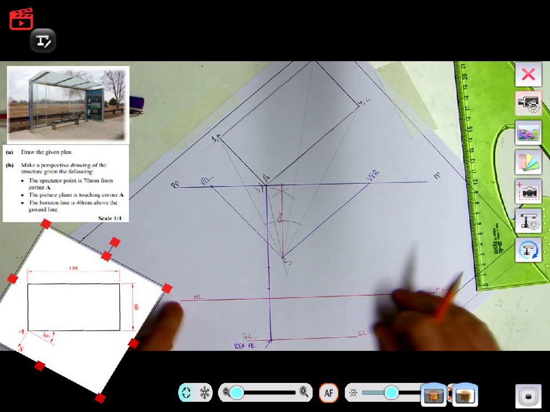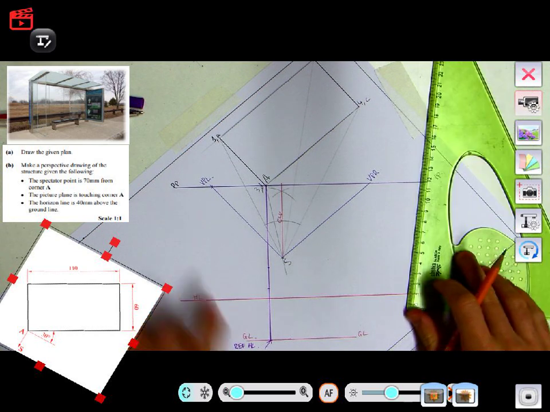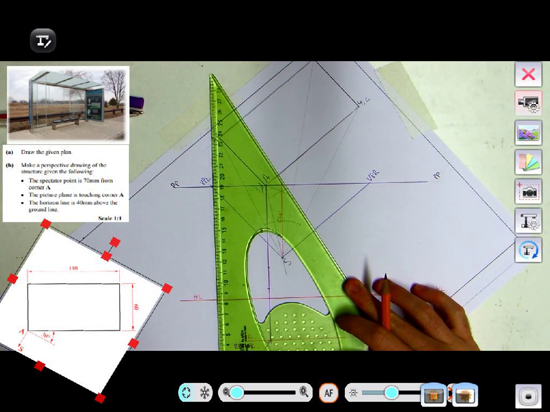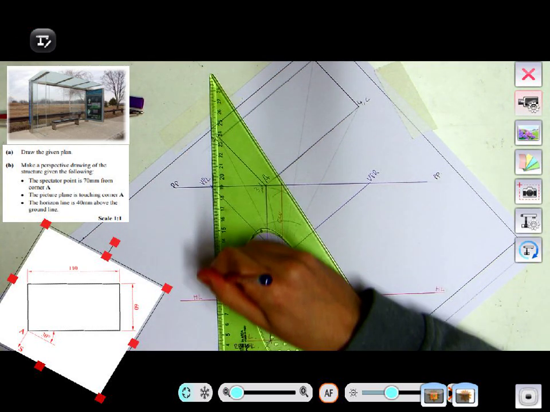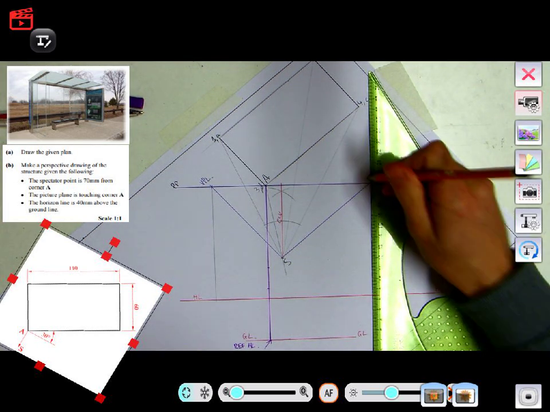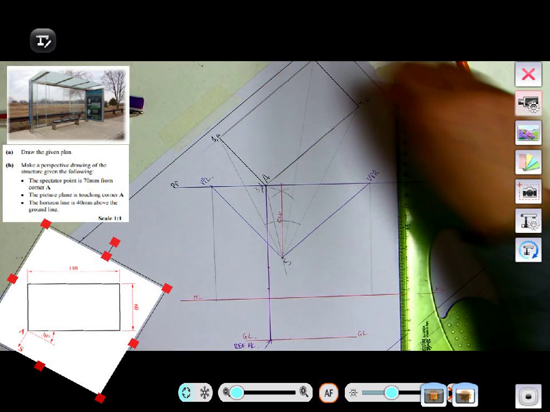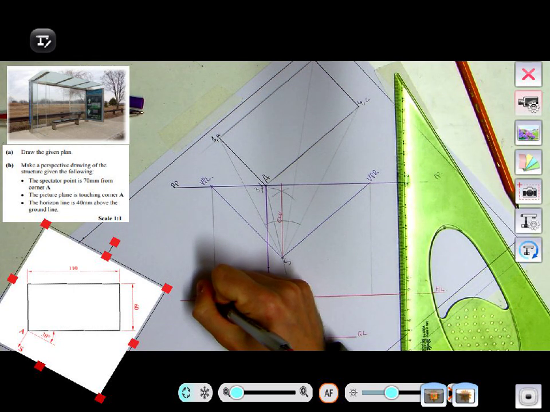Now, the first thing I'm going to do in order to draw this perspective view is find out where they disappear. So we have our vanishing points in our plan view. So all we're going to do is transfer VPL down and VPR down. Again, give them a label, VPL, VPR.